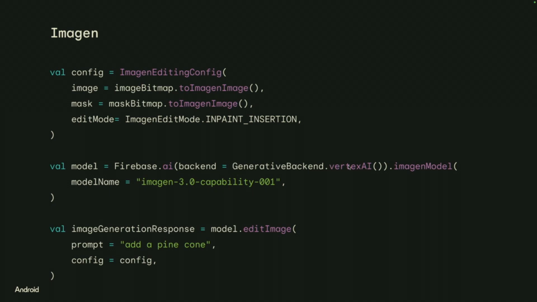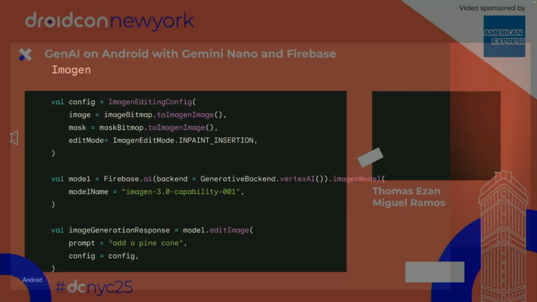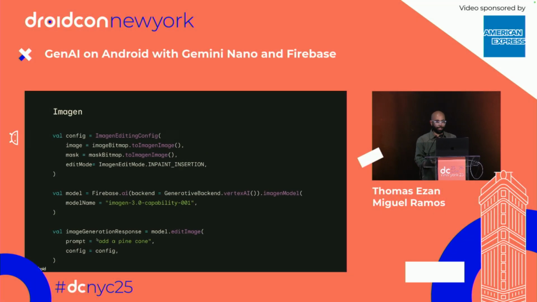Then you specify the model that you want to use. And you can see here I'm also defining the backend, as Miguel was saying. So there are several API providers. Here we are using Vertex AI. And finally, you call edit image, passing the prompt and the configuration that you defined before. And that will return you an image that was generated by the model.